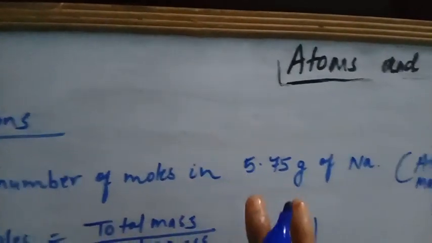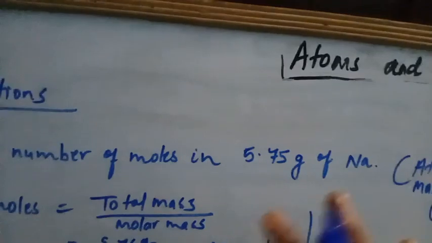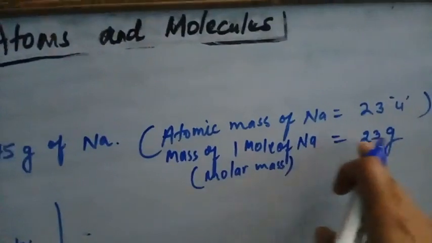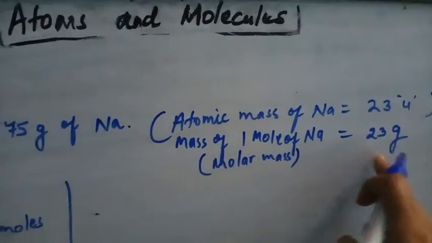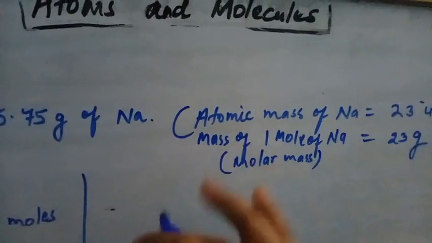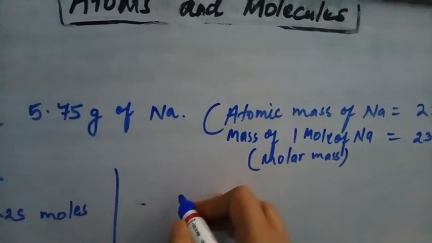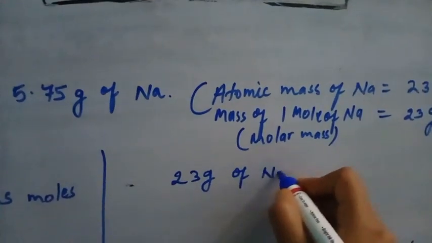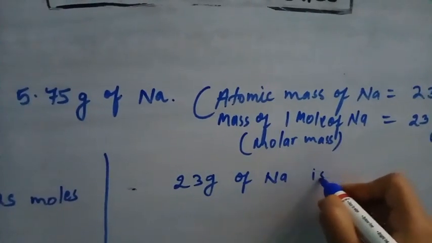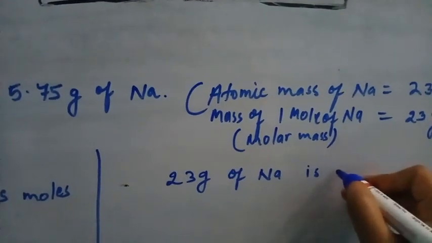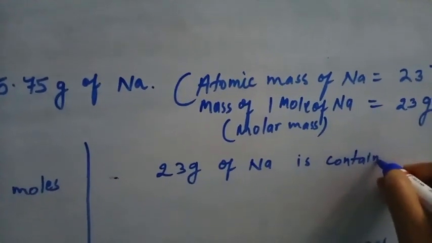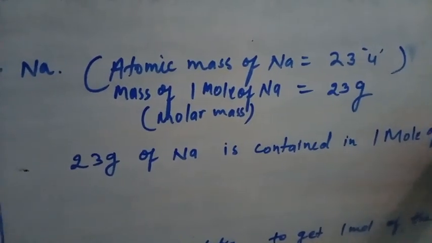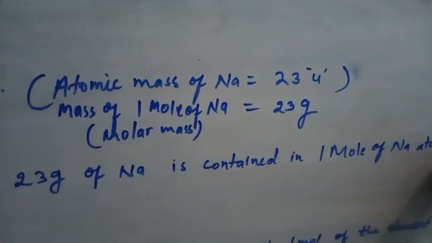If you don't know the formula, you can still calculate the number of moles. First you should know the mole and gram relation. You know that 1 mole of sodium contains 23 gram. Just convert it the opposite way and write: 23 grams of sodium is contained in 1 mole of sodium atoms.